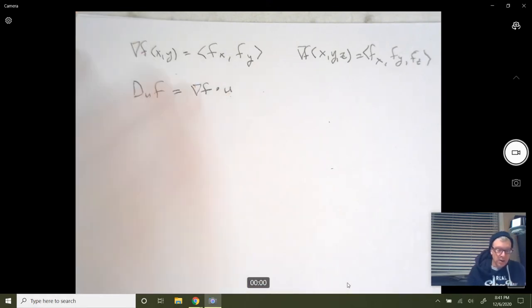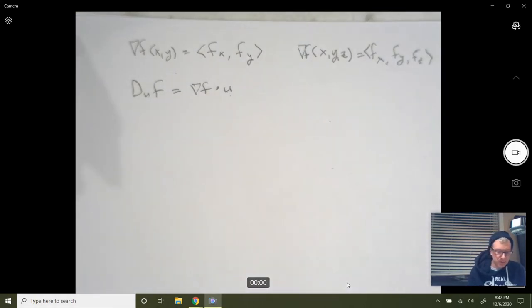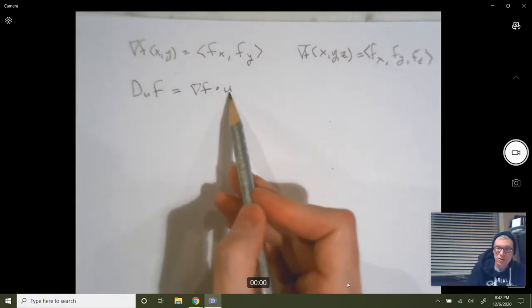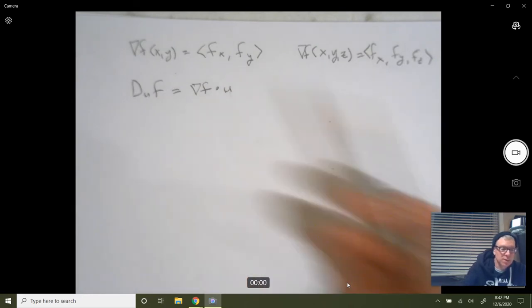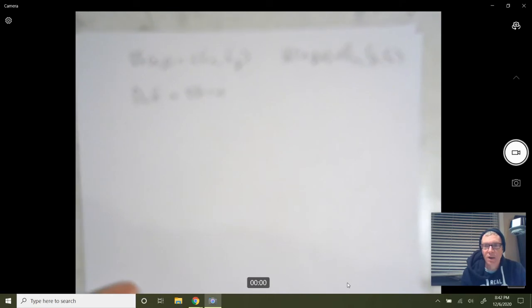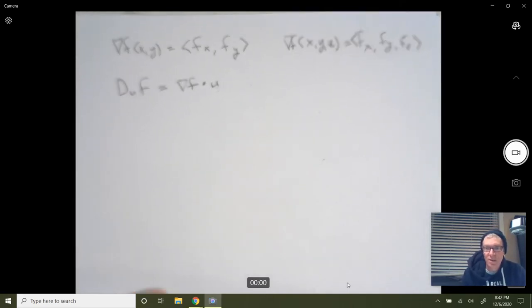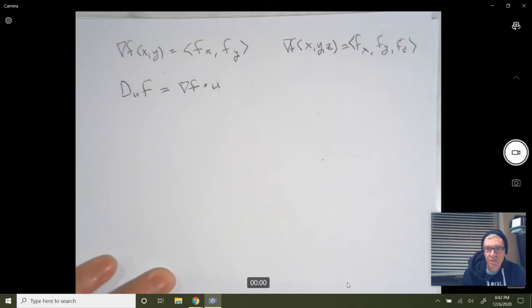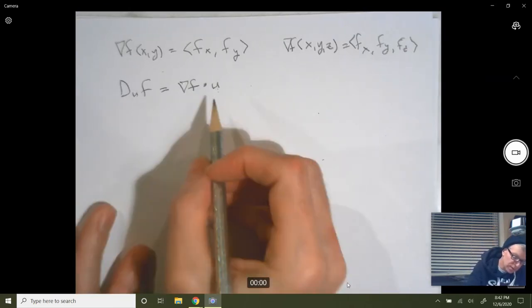Now, probably the biggest application or significance of the gradient is that if you want to be traveling in the direction of maximum increase of a function, so you want to pick the direction here that's going to maximize your directional derivative, let's see if I can get that a little bit more focused, that direction is always going to be in the same direction as the gradient. Okay, and the math to prove that is fairly simple.